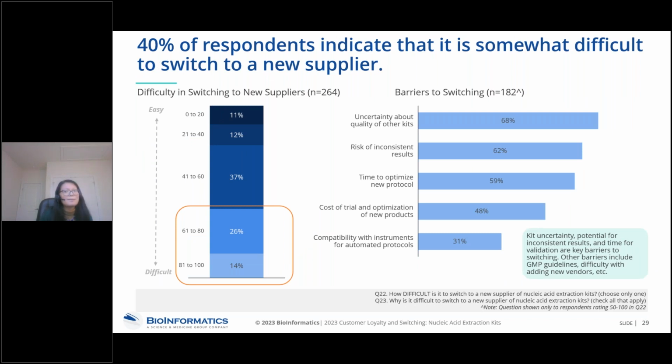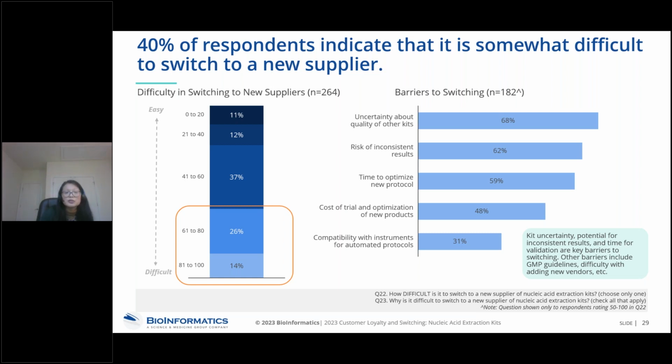However, there are significant barriers to switching, and here we're just gauging the difficulty and what's causing this difficulty. 40% of respondents indicate that it is at least somewhat difficult to switch to a new supplier. And the reason that it can be difficult is there's just uncertainty about the quality of alternative kits on the market. There's a risk of inconsistent results. It takes time and effort to optimize a new protocol, and that's the cost of trial and optimization.